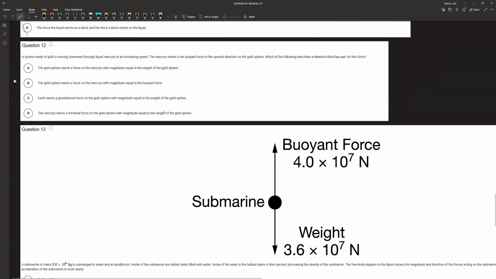A sphere made of gold is moving downward through liquid mercury at an increasing speed. The mercury exerts a net buoyant force in the upward direction on the gold sphere. Which of the following describes a Newton's third law pair for this force? Man, Newton's third law really stressed in this section here. So for those of you that got B, yay, good job.